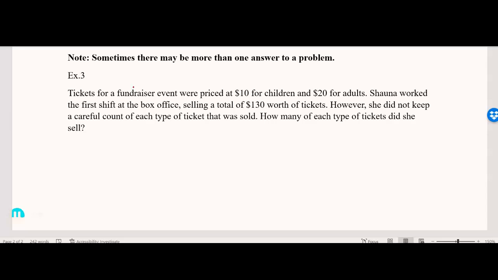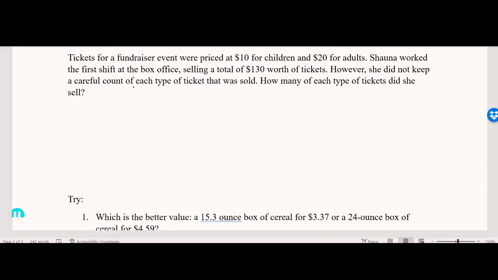It says tickets for a fundraiser event were priced at $10 for children and $20 for adults. Shauna worked the first shift at the box office, selling a total of $130 worth of tickets. However, she did not keep a careful count of each type of ticket that was sold. So how many of each type of ticket could she have sold?